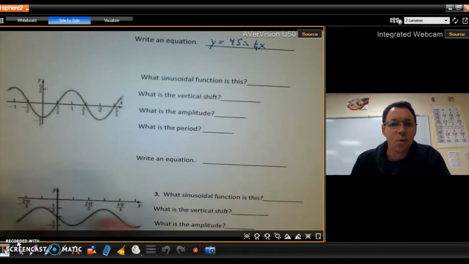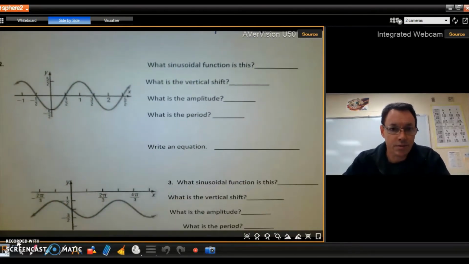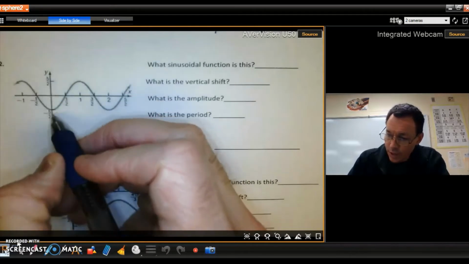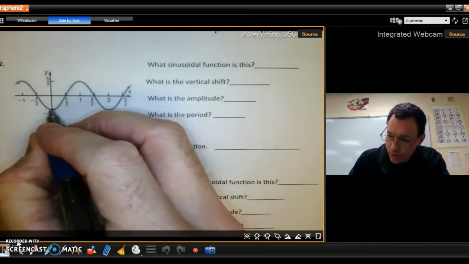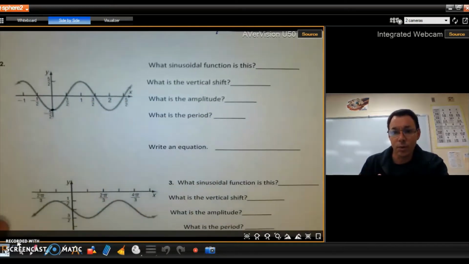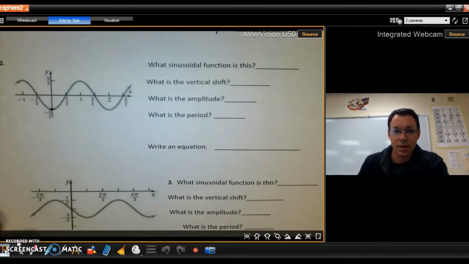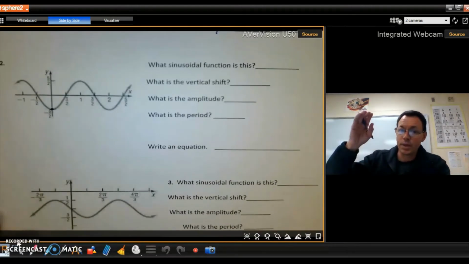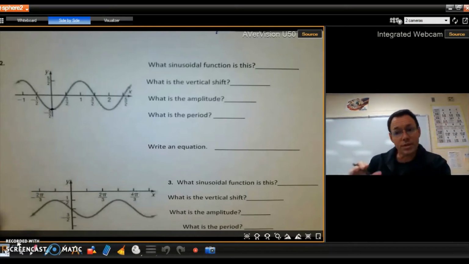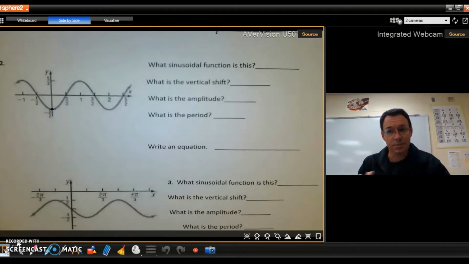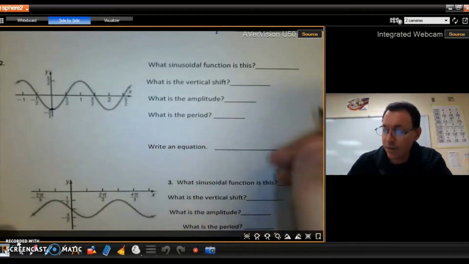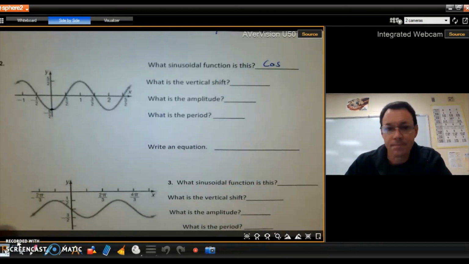So, first thing, what function is this? You're always going to ask yourself this. Well, if I look at the y-axis, this graph, here's its starting point. It's starting at a low point. So that's what a cosine graph does. It either starts at the high point and then ends at the high point, or it could start at the low point if it's been flipped, which we'll talk about in a second. Okay, but first things first, this is a cosine graph.